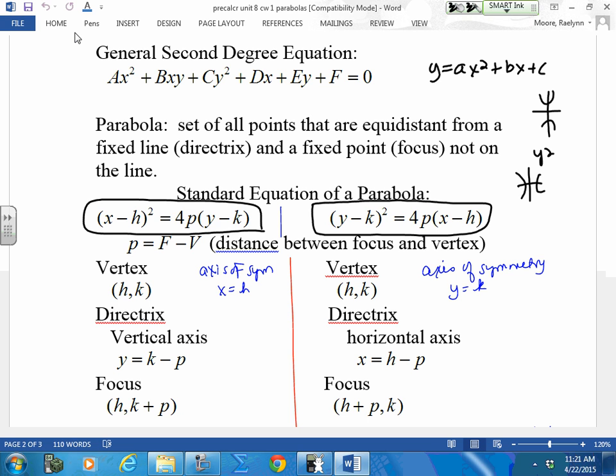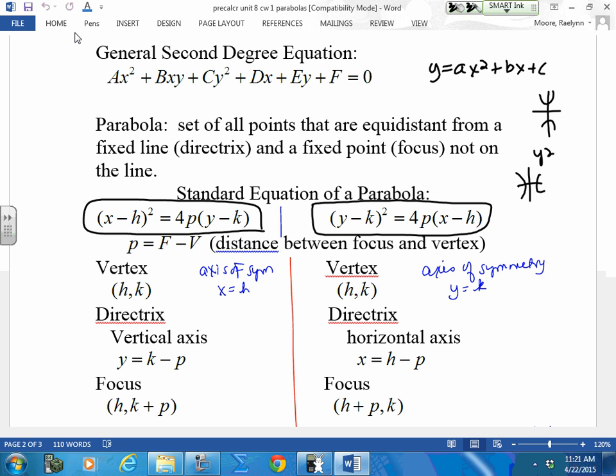We also throw at you a focus point and a directrix line. A focus point is inside your parabola. Put a point inside. A directrix line is going to be a line outside your parabola, equal distance away from your vertex as your focus is. And we're going to take a look at this.